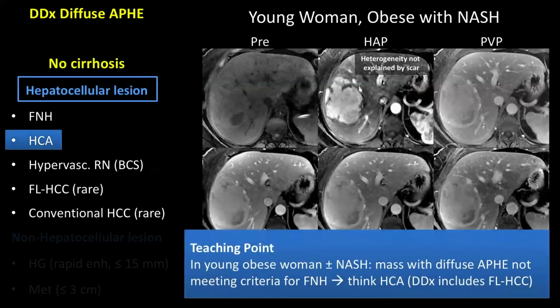Now, we used to think that adenomas were most common only in patients on oral contraceptive pills. We now know that there are other risk factors. So other risk factors include obesity, NASH, and alcohol consumption. And obesity and NASH are probably the most important. So a teaching point, in young obese women, with or without NASH, a mass with diffuse APHE not meeting criteria for FNH, think adenoma, even if they are not on oral contraceptive pills.